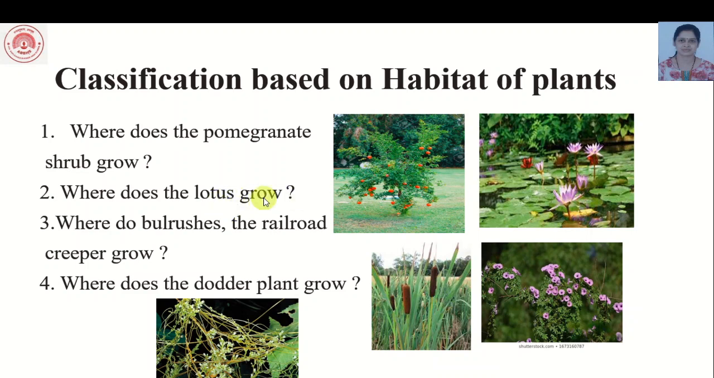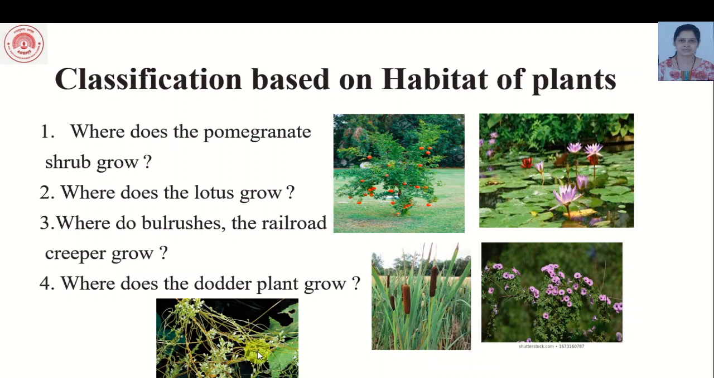Where does the lotus grow? This is lotus plant. Now tell me student, lotus grows in? Yes, in water. Where do bulrushes and the railroad creeper grow? These plants are bulrushes which grow in marshy places, and railroad creepers grow on the ground. So these are railroad creepers. Where does the dodder plant grow? Dodder plant grows on other plant.